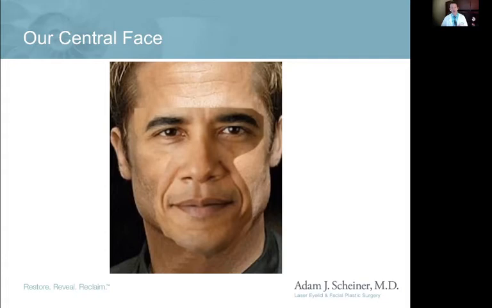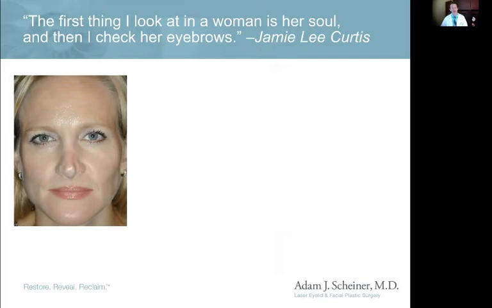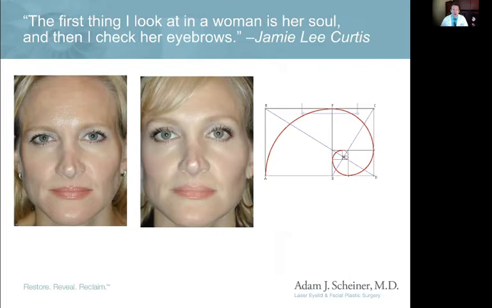Okay, so this is what I'm going to show you. Jamie Lee Curtis had this quote: "The first thing I look at in a woman is her soul, and then I check out her eyebrows." And this woman was said to look very stern. Everyone thought she was very stern. I changed one thing in her, and all of a sudden she looked more approachable. Do you see that? And if we look at that ratio I was showing you, if you put this part of the ratio on the brow, you see how it reestablished that ratio to the face.